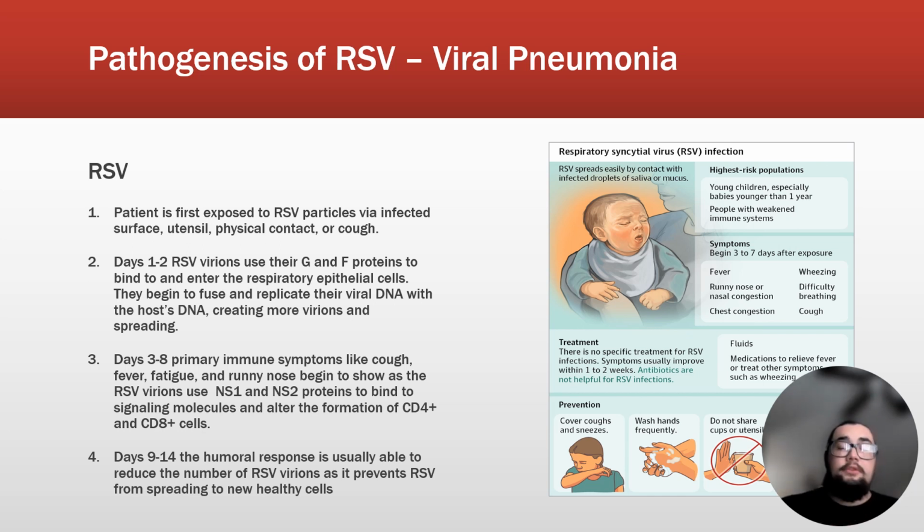From days 3 to 8, the primary immune symptoms like cough, fever, fatigue, and runny nose are starting to flare up, and this is where we're seeing RSV upregulating your CD4 plus cells and your humoral response causing these symptoms, as NS1 and NS2 proteins are doing their job and altering your immune system overall. And these symptoms will last primarily for about a week. You can reduce these symptoms, but we'll get into that later when we cover the treatment of it, as well as you'll see a downregulation in, of course, your cytotoxic T cells due to CD8 plus cells being reduced.